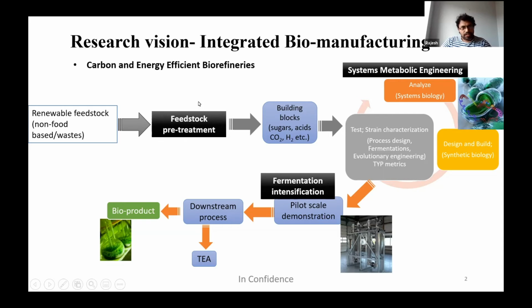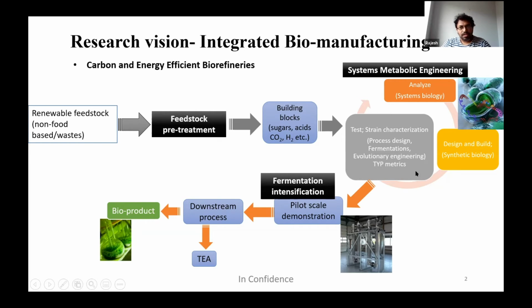As you see here, this overview is what I call my biomanufacturing process, which is an integrated process. And as shown by Liz as well, we need to have an efficient pre-treatment technique. Of course, we have biological pre-treatment techniques like enzymatic pre-treatment, as well as chemical and thermochemical pre-treatment techniques to basically break down these complex waste feedstocks, including waste plastics, for example. All this has to be broken down.